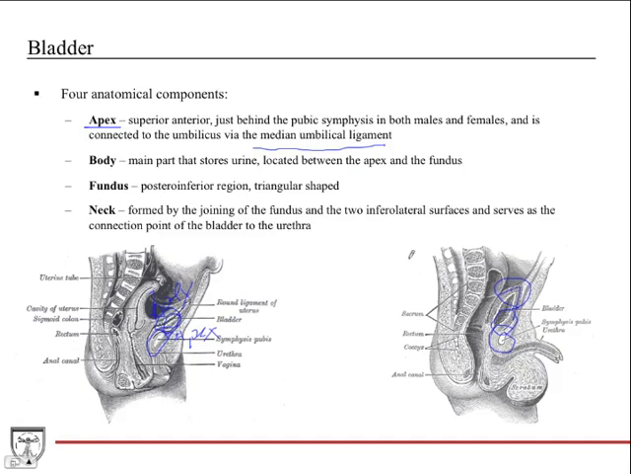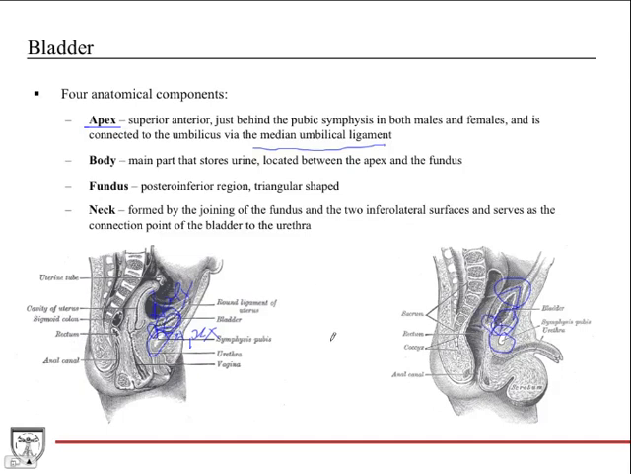So the neck of the bladder, the last part, that's what's formed by the joining of the fundus and the two inferior lateral surfaces, and serves as a connection point of the bladder to the urethra. So this is the neck of the bladder right here.